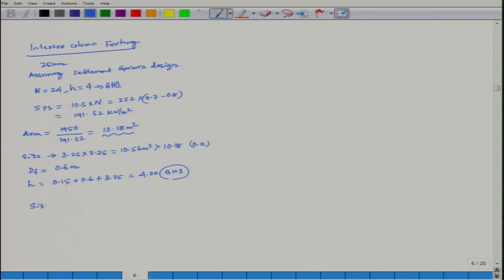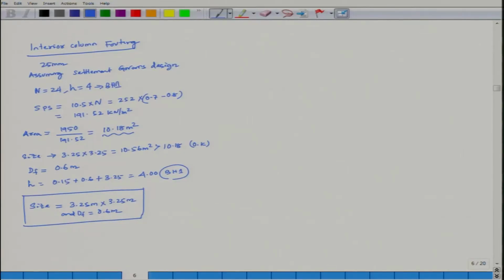Size, this is your 3.25 meter by 3.25 meter, and depth of the foundation is equal to 0.6 meter. This is your size, you got it. Then we have to check with this size whether the bearing capacity and settlements are coming within the permissible limit or not.